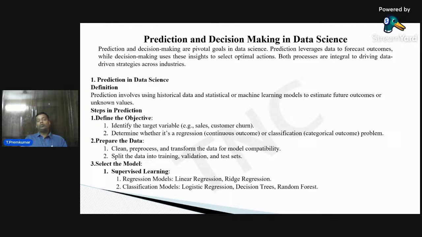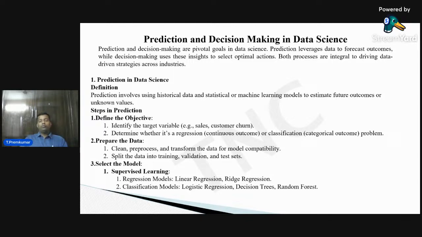When you talk about predictions in data science, it involves using historical data and statistical or machine learning models to estimate future outcomes or unknown values. Next, the steps in prediction. We can go for defining the objectives, preparing the data, and selecting the models. In defining the objective, we identify the target variable and determine whether we're going to use regression or a classification problem.